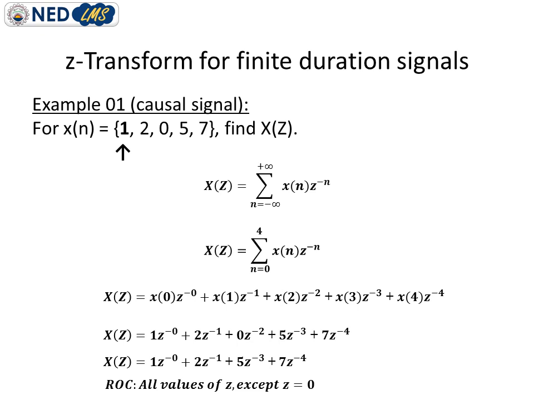First one is causal signal. As you all know, causal signals are those which exist for positive values of time. So for this type of signal, which is given in this slide, x of n is 1, 2, 0, 5, 7, and indices lie at the first sample, and for this sample we have to determine X of z. So first we analyze this signal as a causal signal.